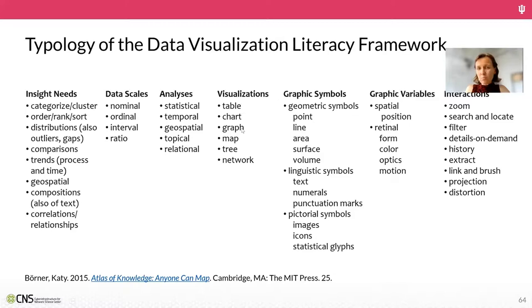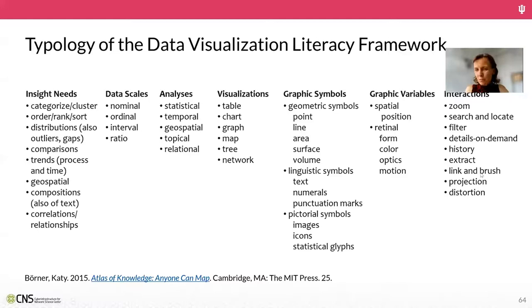If you have a temporal question, a trend question, for instance, then temporal analysis is more likely your friend. And oftentimes then graph visualizations are relevant, but also in some other cases, you want to animate network growth over time because you want to see the evolution of a scholarly network, for instance. Then you also have these graphic symbols and graphic variables, and I will have some examples of those. And then ultimately you have the interactivity types.